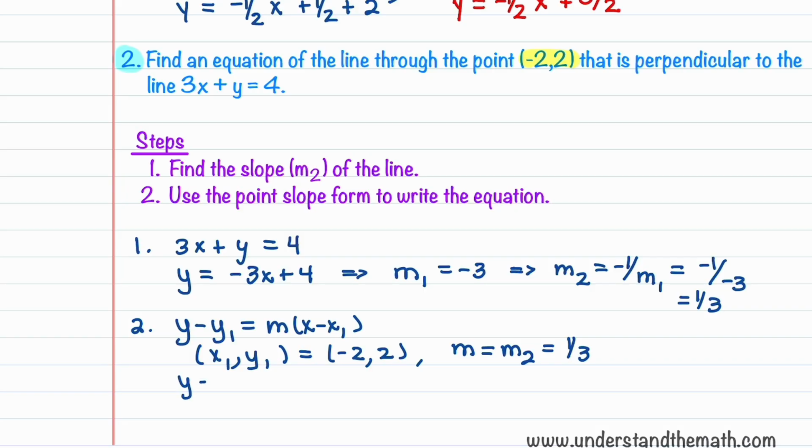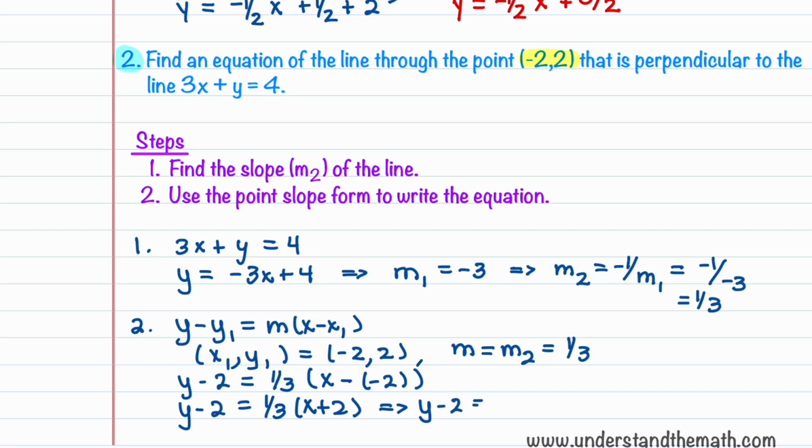So we have y minus 2 is equal to 1/3 x. Now we have to be careful with the negatives. We have x minus a negative 2. So this is y minus 2 is 1/3 x plus 2. Let's see if we can squish it all in here. Let's go ahead and multiply this out. So we have y minus 2 is equal to 1/3 x plus 2/3.